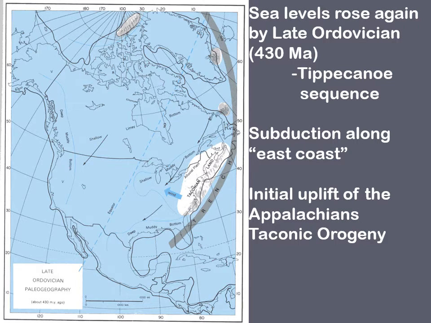Something else, though, is happening in the late Ordovician. Not only are sea levels going up with our Tippecanoe sequence, but in what is now our east coast of North America, we have a trench, a subduction zone. As we are subducting plates under what is now New England, back in the Ordovician, we start uplifting a significant portion out of the sea and producing the first uplift event for what will be the Appalachian Mountains, and we call this the Taconic orogeny.